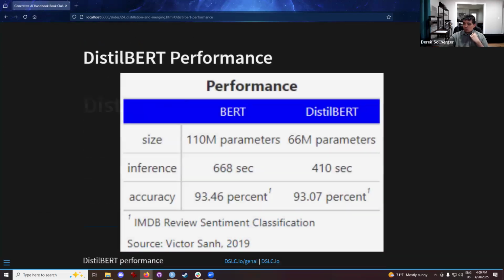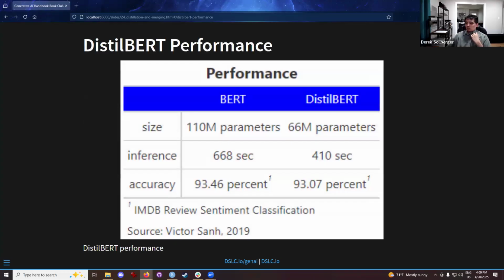So what DistilBERT was, was an experiment in the distillation, going from in the top row 110 million parameters down to 66 million parameters. It was a savings time of about 40% in getting answers out of it. And on the Internet Movie Database, its accuracy only decreased from 93.5% to 93.1%. So very promising results at the time.